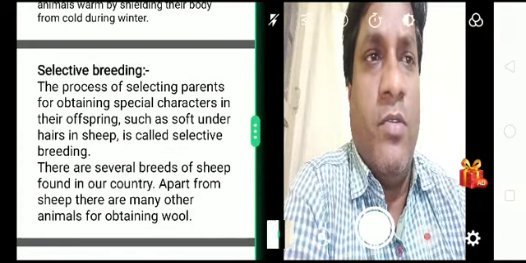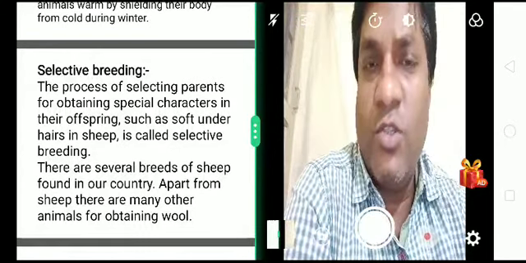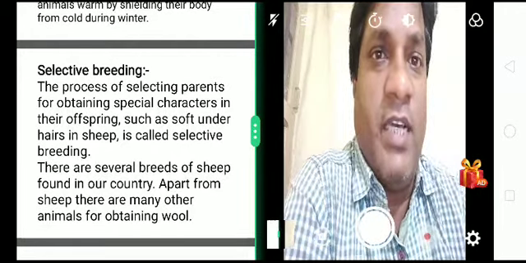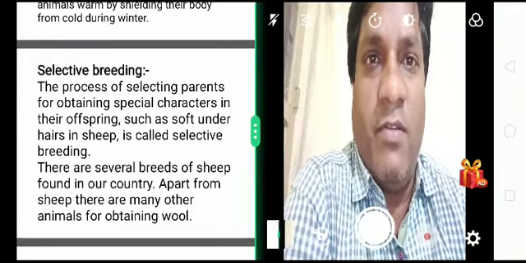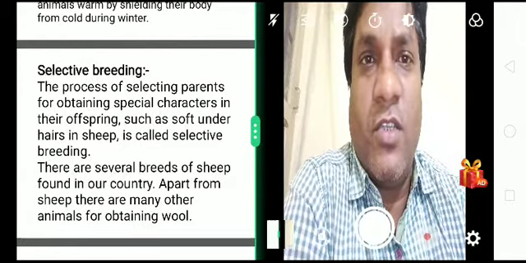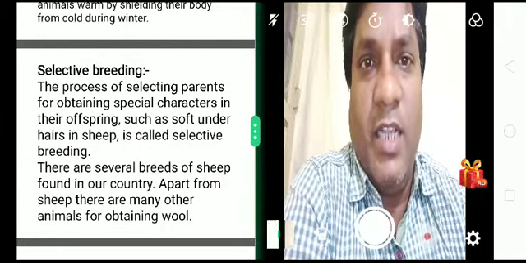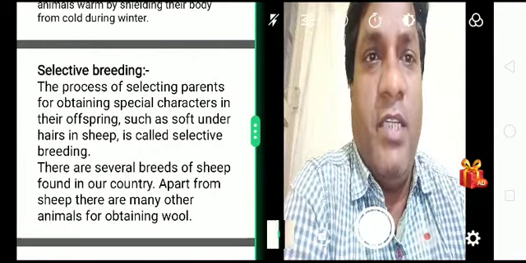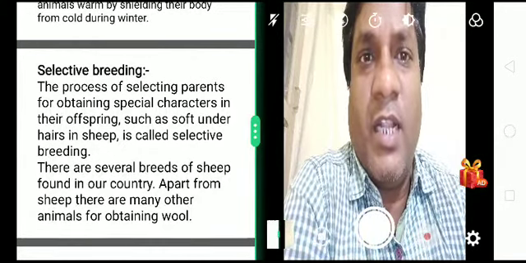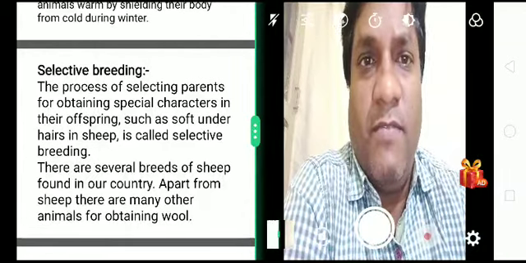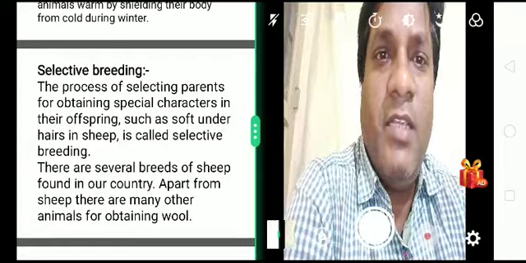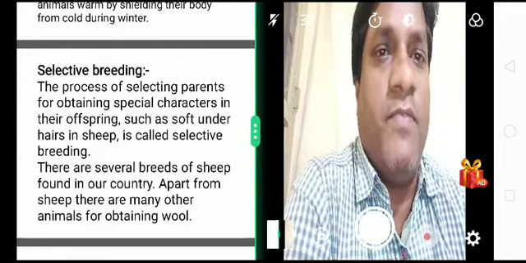So, those varieties of sheep which develop very good qualities of hair, which are suitable for making wool, such sheep are bred selectively. There are several breeds of sheep. Breeds means varieties again. There are several breeds of sheep found in our country. Apart from sheep, there are many other animals also used for obtaining wool.